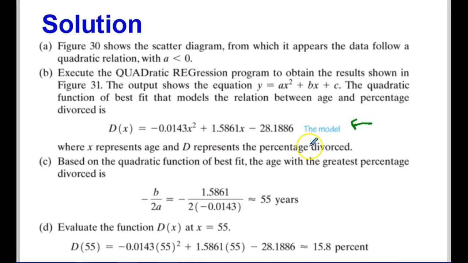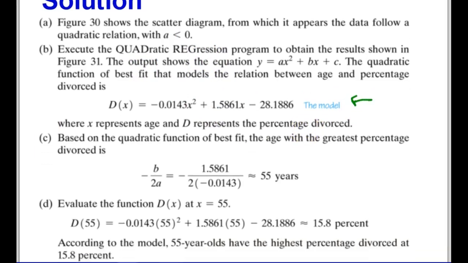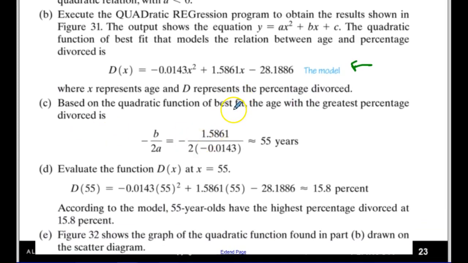Okay, so we found the maximum. We can also do that mathematically. We clicked on the maximum point on the graph, but I can also use my negative b over 2a and plug in the values from my equation to find the age when there's the maximum divorce.